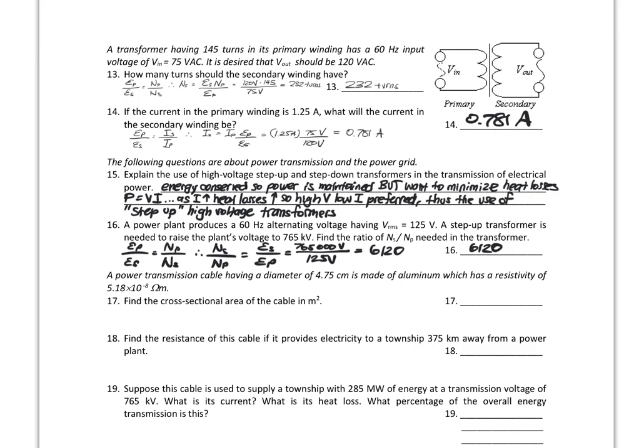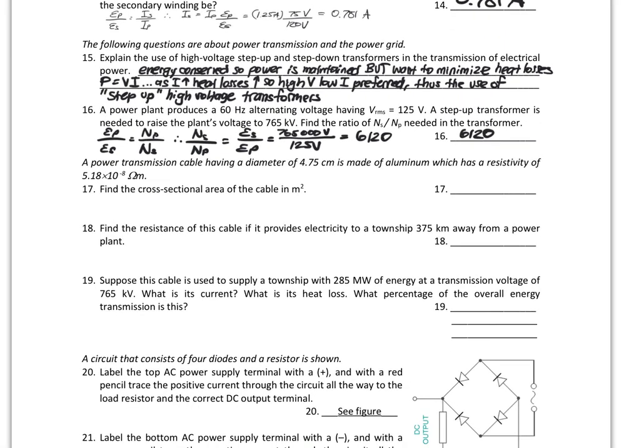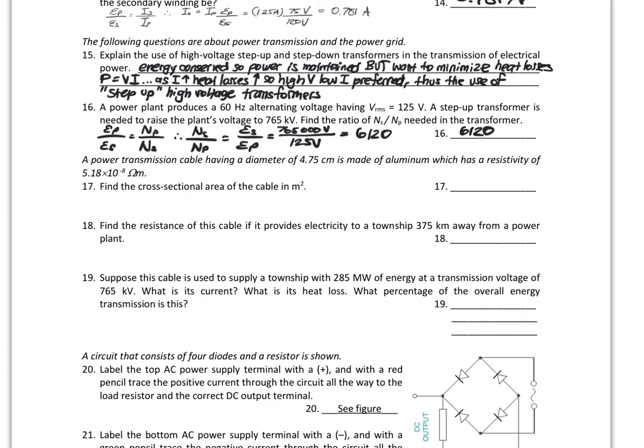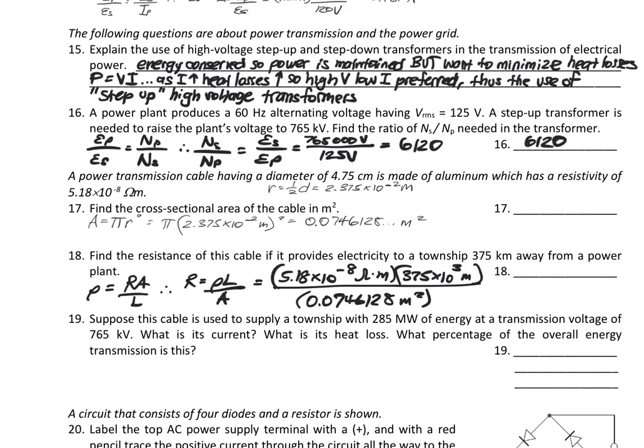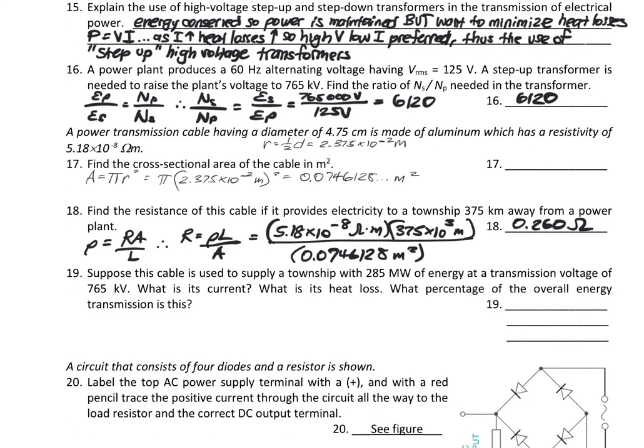Okay, so 17. A little bit of a throwback to properties of a conductor. So there's our area, and then rho is RA over L. That's from topic 5.2. So they gave us the resistivity. We just solved for the area. And we do have the length, 375 kilometers. And we get 0.260 ohms.